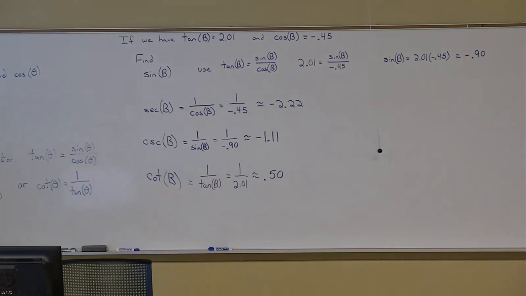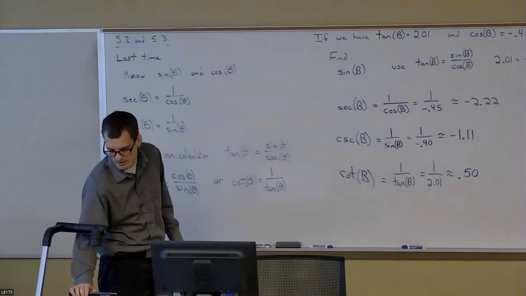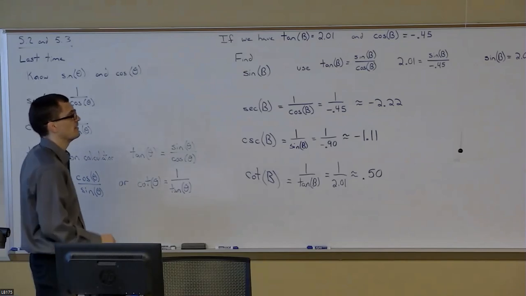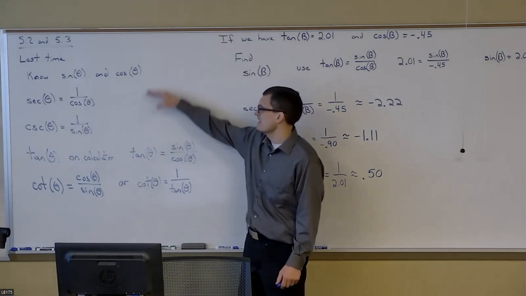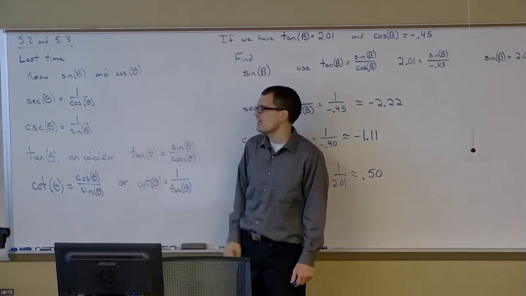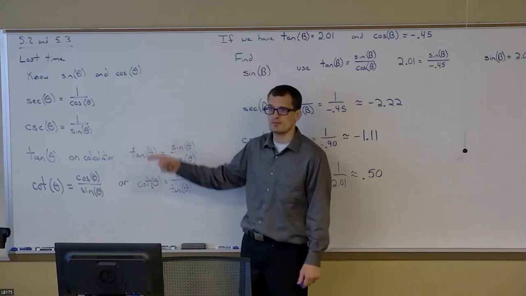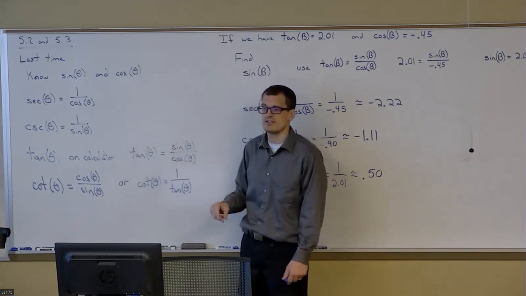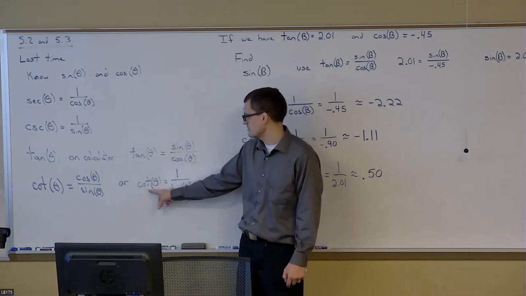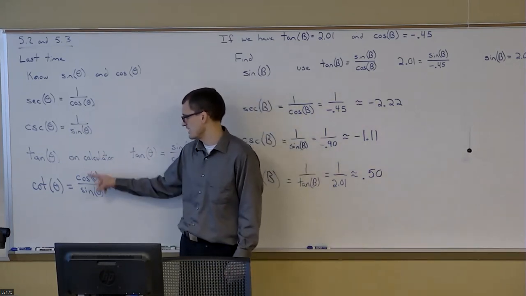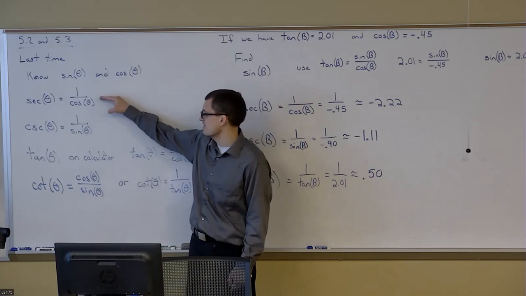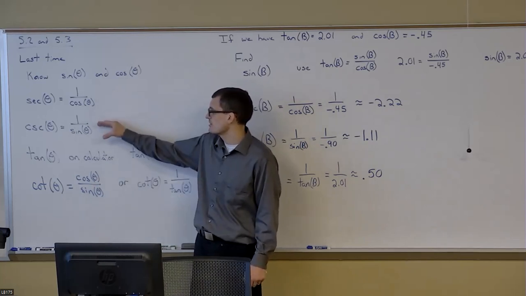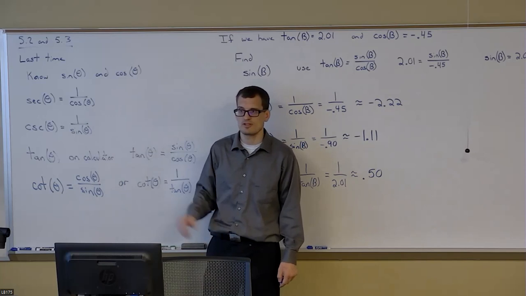And again, by the way, a lot of the combinations where you're given 2 trig functions, you can come up with the other 4. Okay? If you have sine and cosine, then obviously you can come up with the other 4. If you have tangent and sine, you can come up with the other 4. If you have tangent and cosine, you can come up with the other 4. If you have cotangent and cosine, or cotangent and sine, you can come up with the other 4. If you have secant and cotangent, or cosecant and cotangent, you can come up with the other 4.